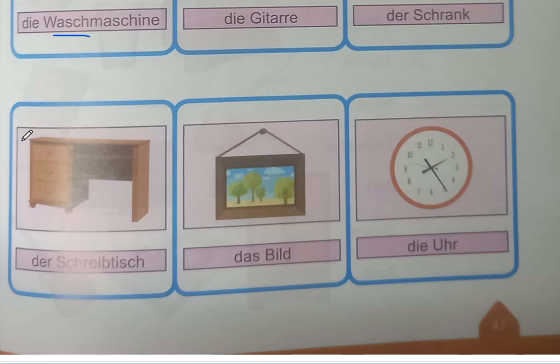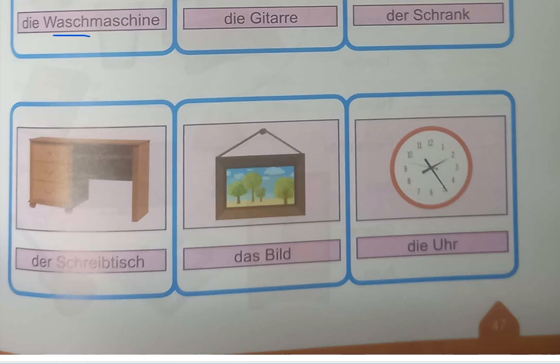And next we see a picture. So, picture is called Bild. Das Bild. Neutral. It is neutral. It's called das Bild. Now we see a clock. Clock is called die Uhr. Yeah, it's called die Uhr.